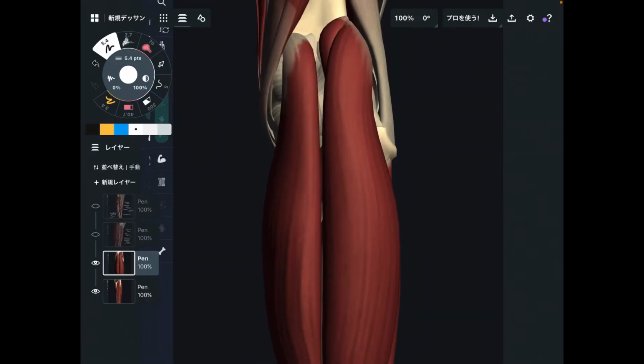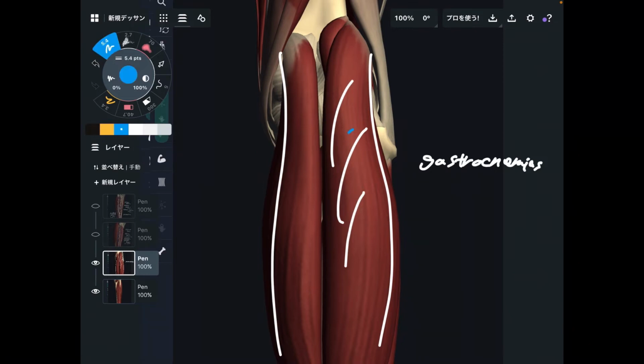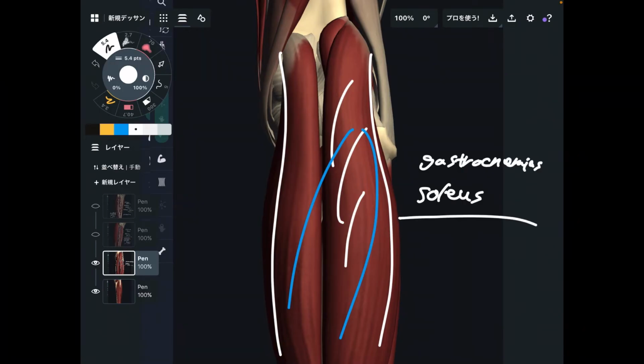You are looking calf. Okay? There are 2 muscles. This is the major one. This is gastrocnemius. Deep to that, what kind of muscle is there? There is muscle called soleus. This is posterior compartment. What is the major function of these 2 muscles? That is plantar flexion. Very strong plantar flexion muscles.